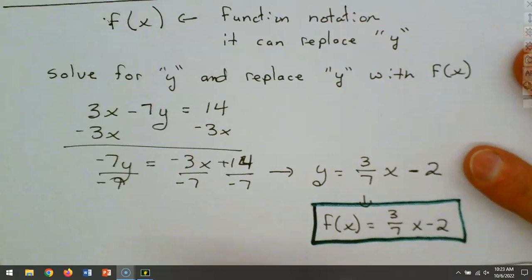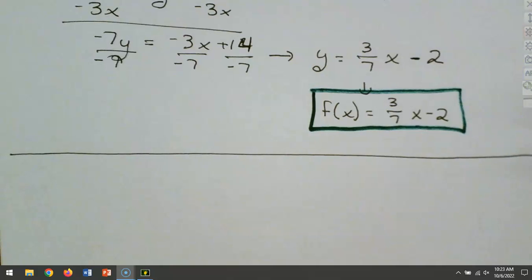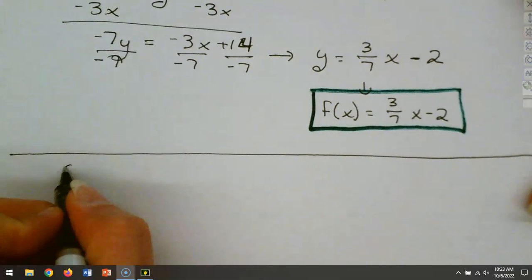Let's do one more. Same concept. That's it. That's all you have to do. Solve it for y. Replace y with f of x.